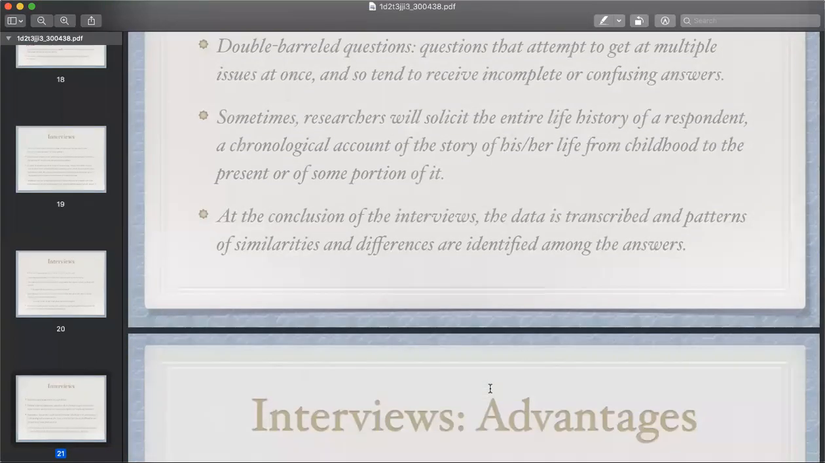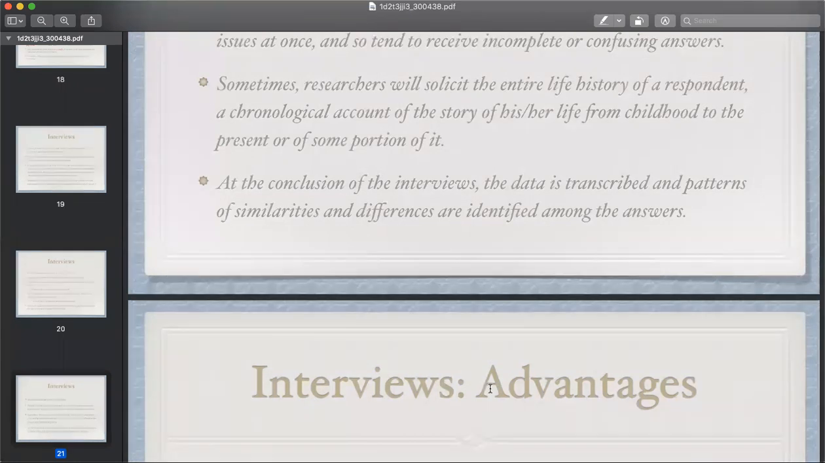And at the conclusion of the interviews, the data, the notes that we've taken are transcribed. And once again, similar to qualitative and quantitative research, we look for patterns and similarities. We look for patterns and differences among all of the participants.